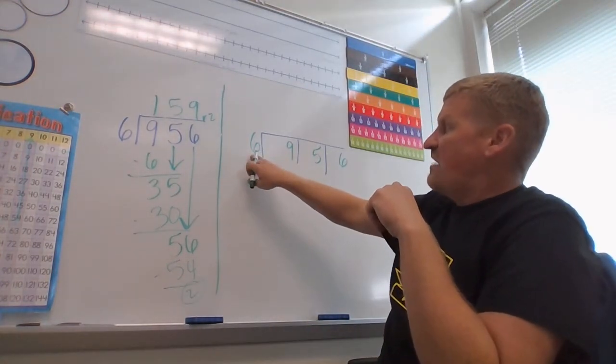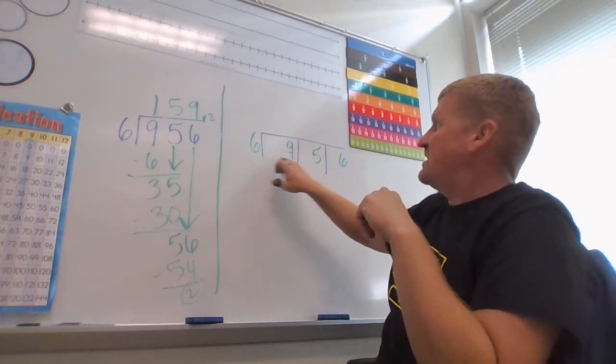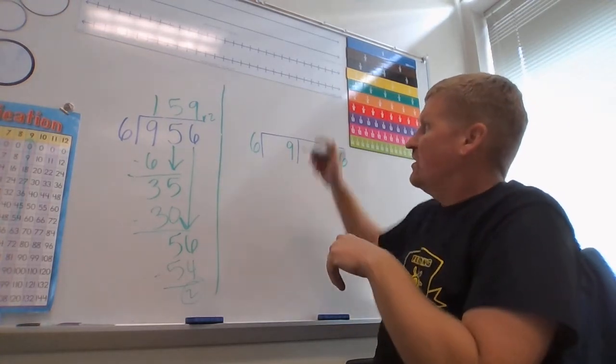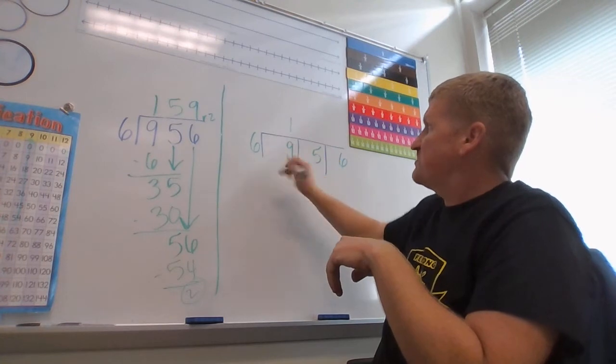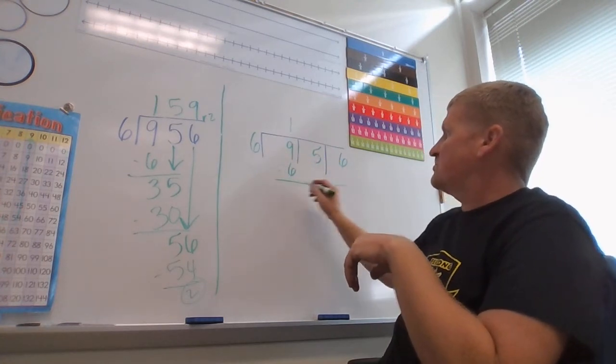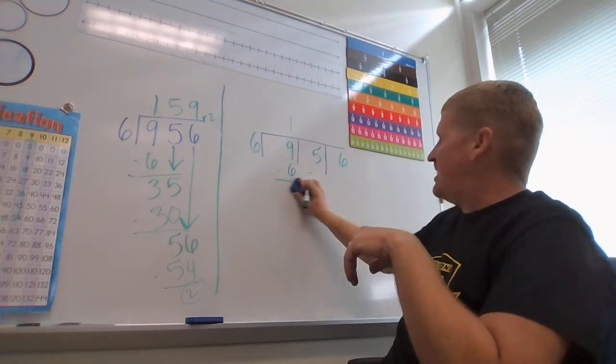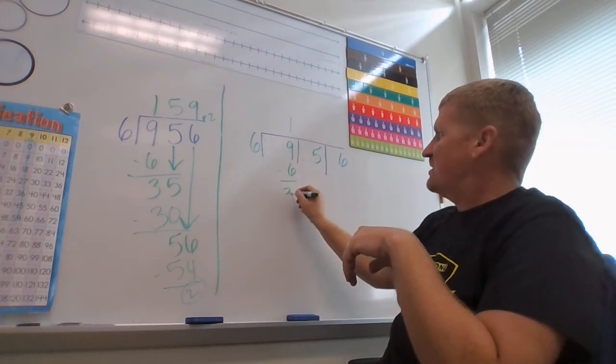So we have our divisor and we say how many groups of 6 go into 9 without going over. Well, we know that is 1. 1 times 6 is 6. And when we subtract, we get 3.